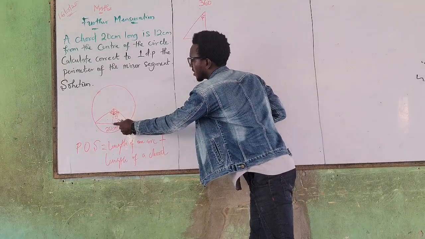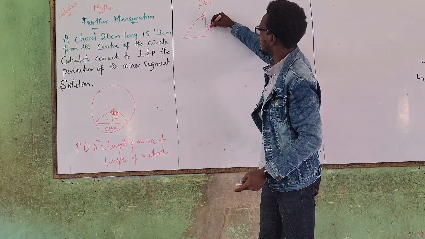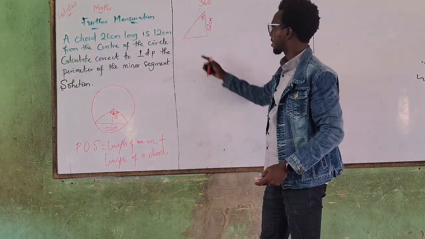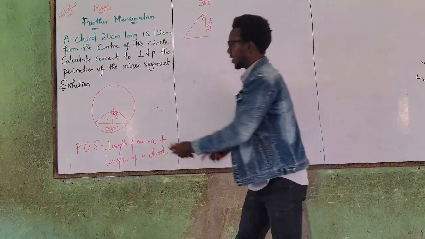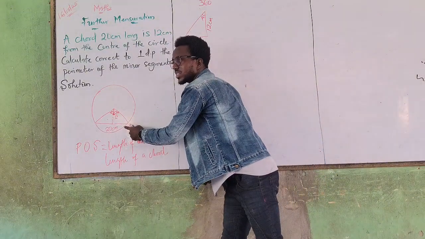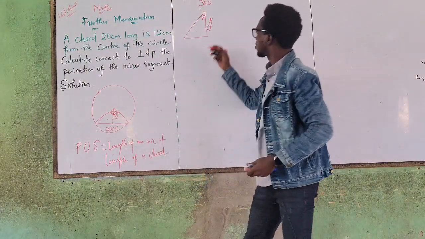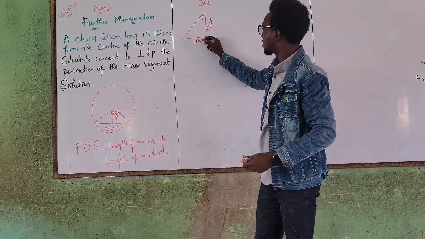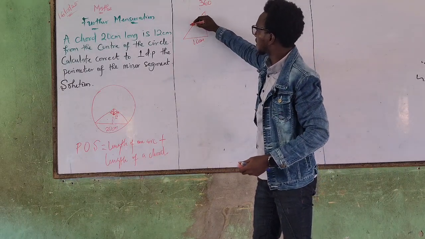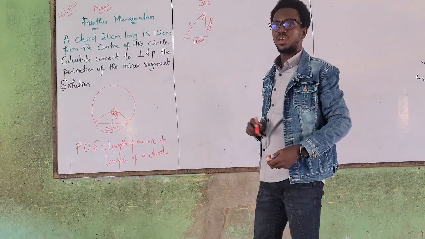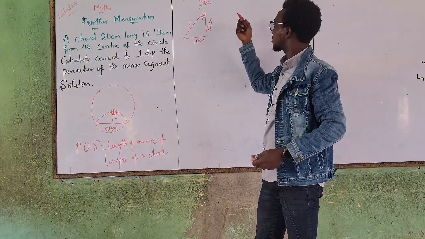So here to here is 12 centimeter. That means this place is also going to be 12 centimeter. Now this part, the full length of the chord is 20 centimeter. If you divide it into 2 equal parts, you have 10 centimeter. So straight up, we can get our radius from here using Pythagoras theorem.